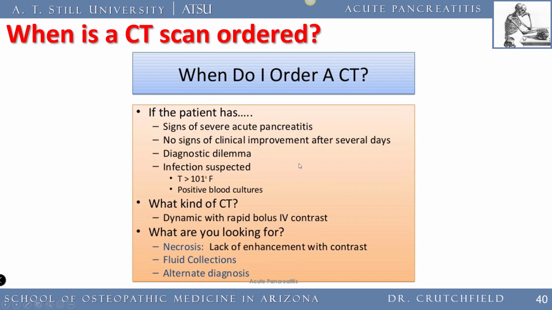So when is a CT scan ordered? Well, if we listen to our buddy from the Cleveland Clinic, Florida, he told us that if our patient has severe signs of acute pancreatitis, and if there's no clinical improvement, and if there's a fever and he has positive blood cultures. What kind of CT scan? Dynamic CT scan with a rapid bolus of IV contrast. What are we looking for? We are looking for lack of enhancement. So that portion of the CAT scan that lights up, that means it's getting contrast, and that by deferral means that he's getting blood to that. If it doesn't enhance with contrast, that's dead pancreas.